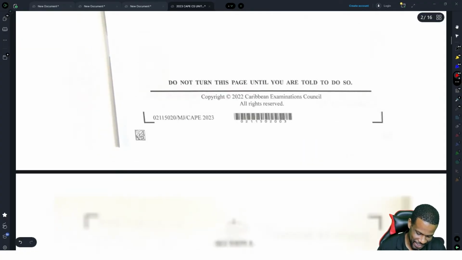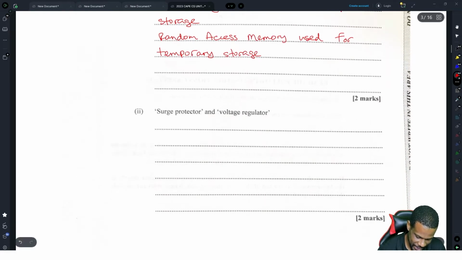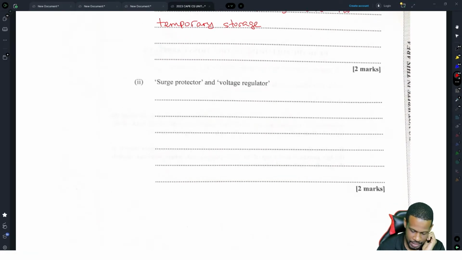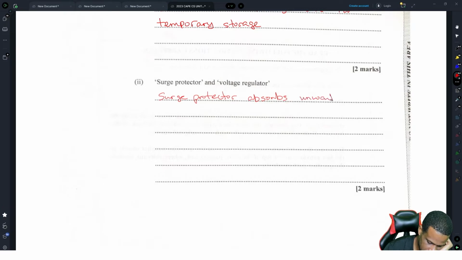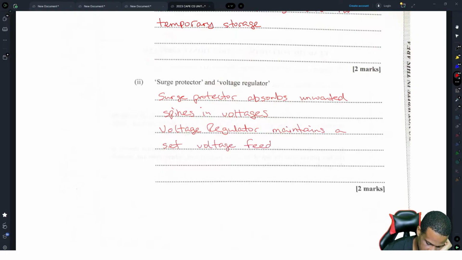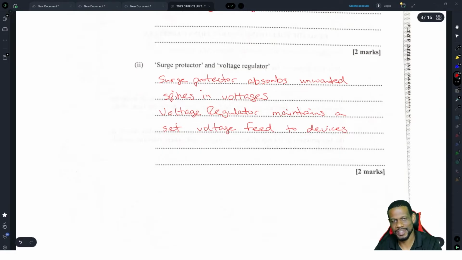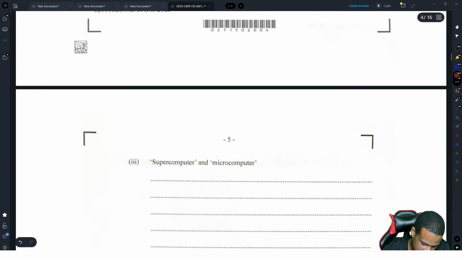Anyhow, there we go. Right, so that's RAM and ROM. That's cake. Surge protector and voltage regulator. Surge protector absorbs unwanted spikes in voltages, and voltage regulator maintains a set voltage feed to devices. It's 2 marks. You're not really trying to give them an essay.